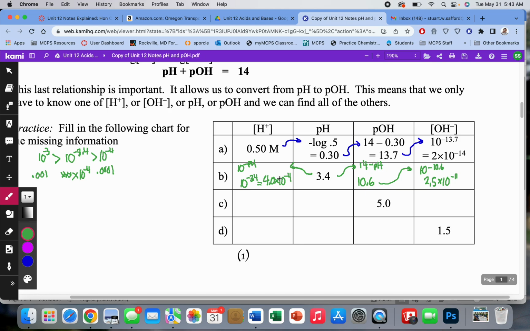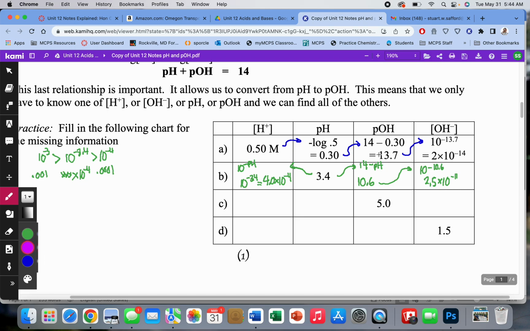Now, I would never expect you to check it this way, but you should always find that you get Kw back when you multiply H+ times OH-. So the product of these two numbers should always be 10 to the negative 14th. Anyway, you can see this works, right? I mean, you can just go from any one of these numbers to any one of the other numbers using our set of equations.